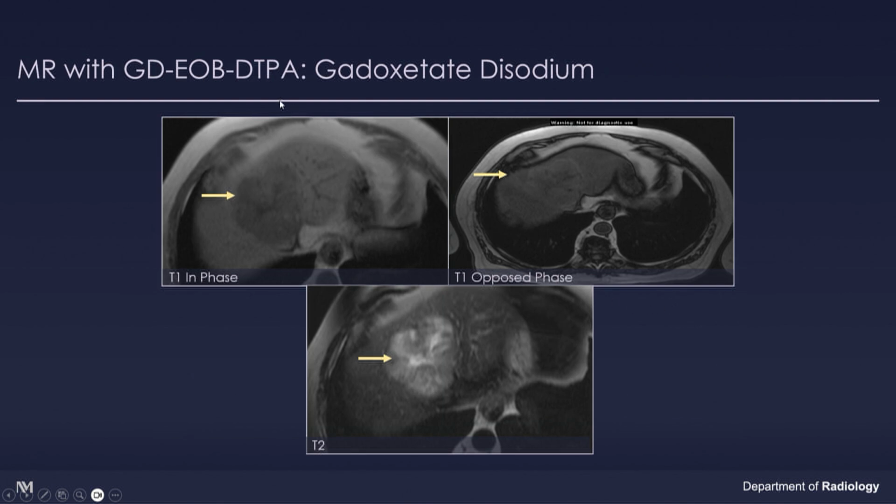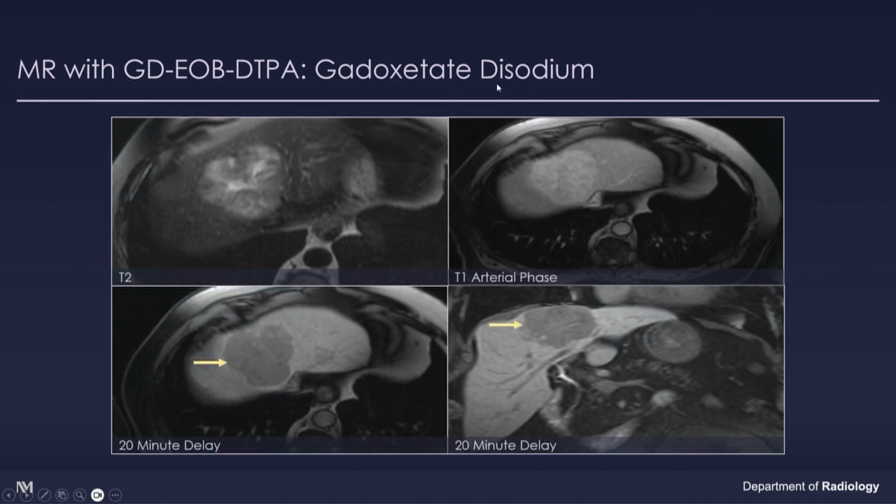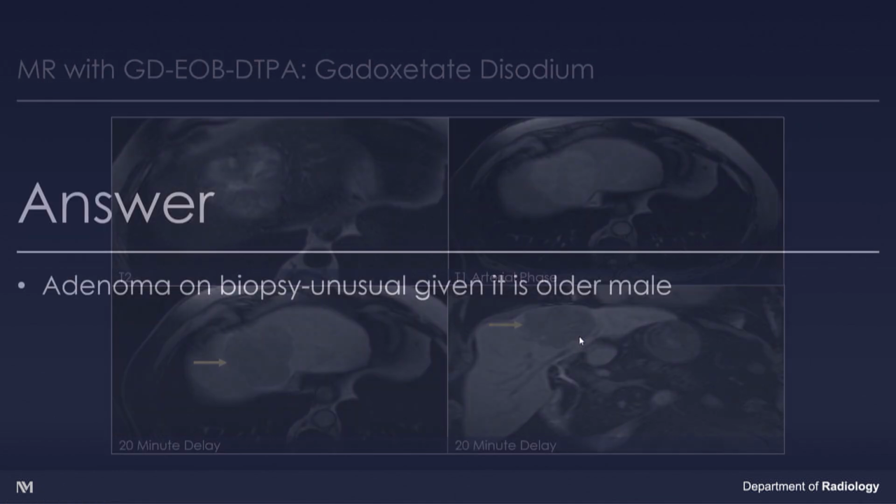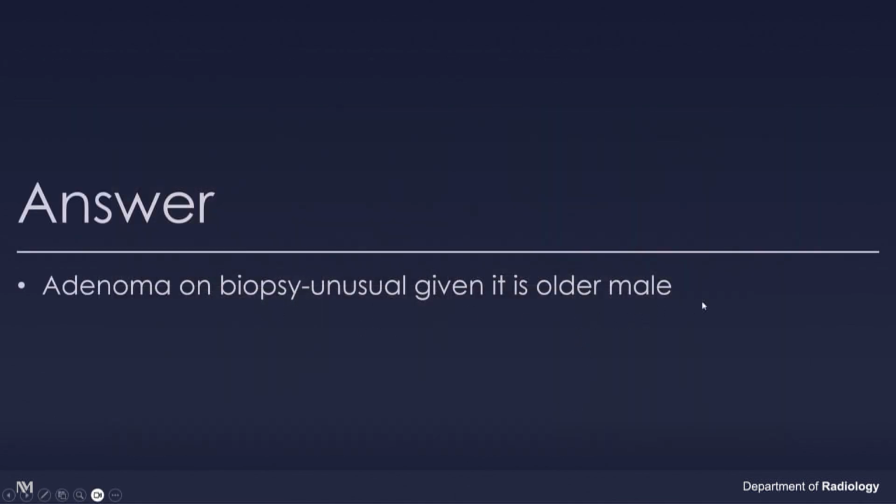Unfortunately, here's the MR, you can see again the in-phase, opposed phase, T2. And then on the Eovist or the gadoxetate, you can see there's lack of retention. So what happened here, the patient ended up having a biopsy and even a resection, and the pathologist read it as an adenoma. So that's unusual, given that's an older male.